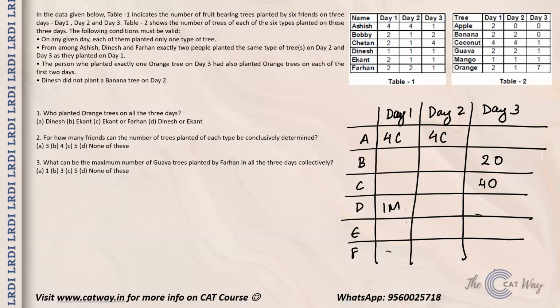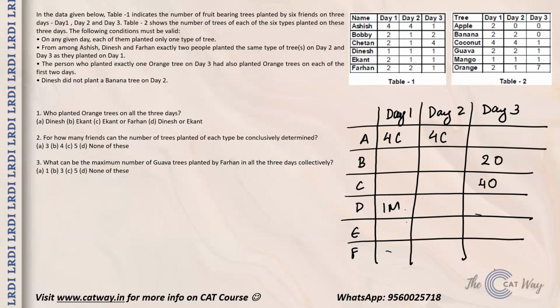Also, it has been given that the one person who planted the one left orange tree on day 3 also planted the orange tree on the initial 2 days. So they cannot be A and D, because if A planted orange on day 3, he should have planted orange on day 1 and day 2 as well. And the same case for Dinesh.